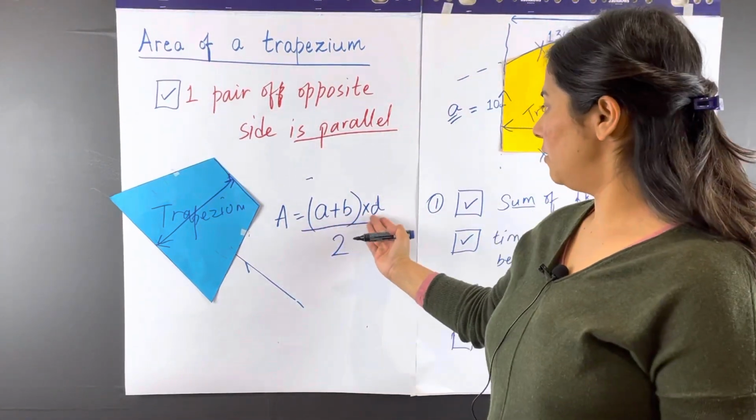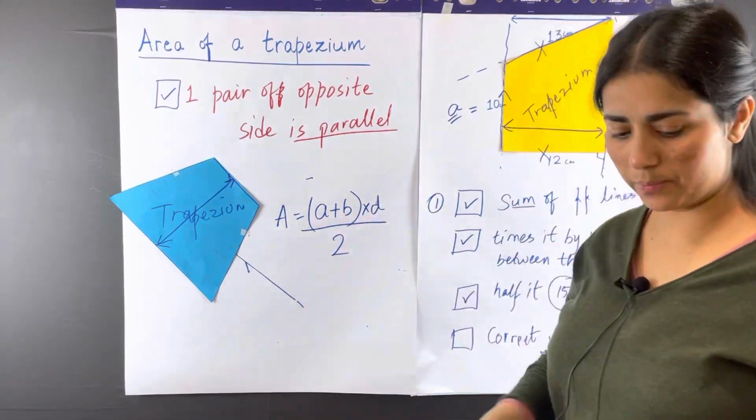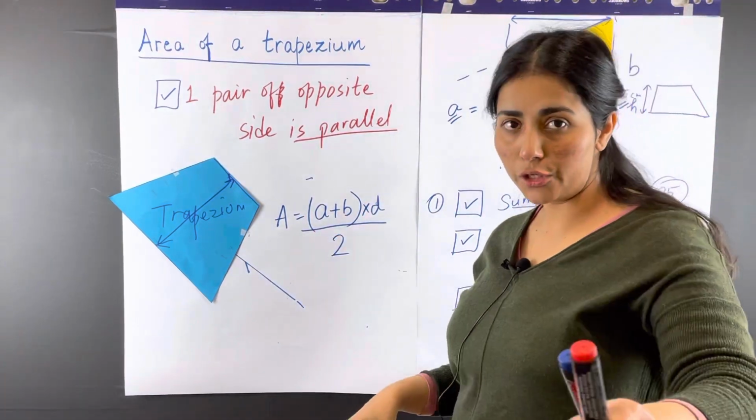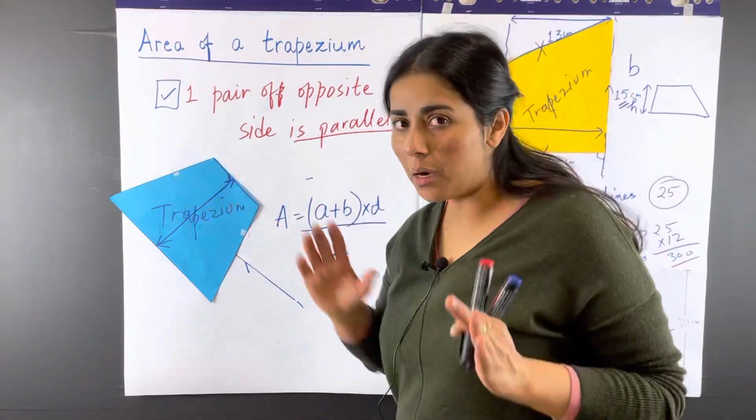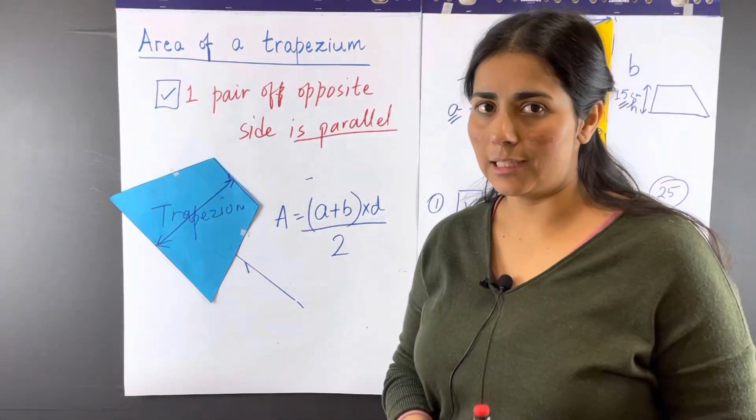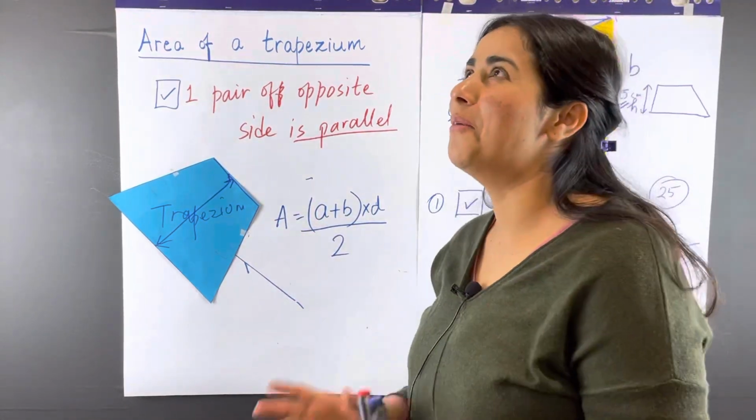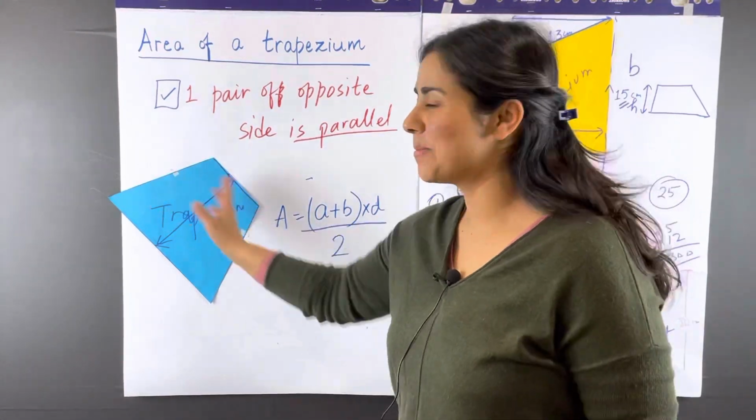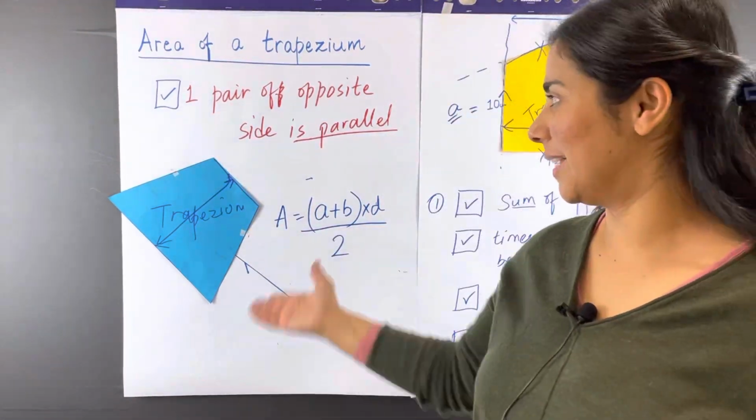Area is A plus B times D over 2. 3 steps, area for trapezium is done. Make sure the key property is one pair of lines is parallel. That's it. And another pair of lines is not parallel, and that makes a trapezium.